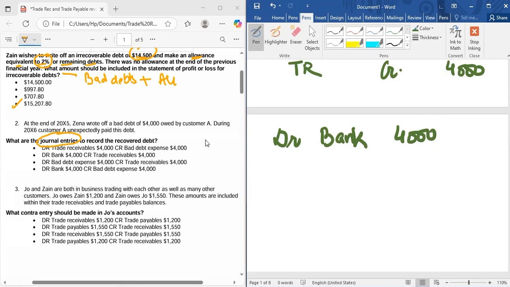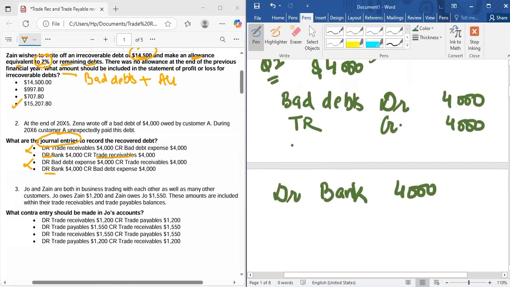Now see here, option A has debit trade receivables. This won't be our answer. Okay, and option C would also not be our answer, because it says debit bad debt expense. Okay, we have to debit bank. So we have to see whether our answer is option B or is it C. So now let's see what we would credit. Option D says to credit trade receivables. But see, we cannot credit trade receivables, because we have actually previously cancelled it. Alright, we have cancelled our trade receivables here. So we cannot cancel it again.